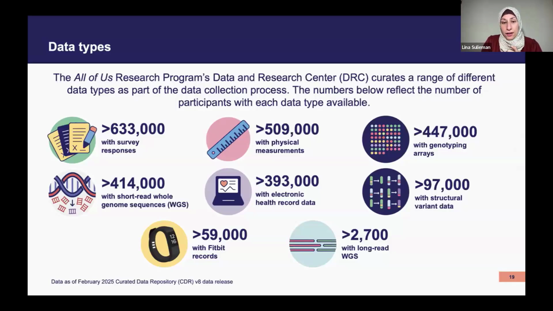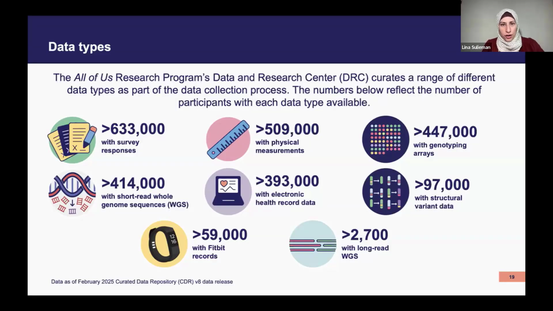More than 500,000 participants also provided some physical measurements, such as height, weight, BMI. We're also going to provide descriptions about those. More than 440,000 participants provided specimens, or consented to share their genomics data. So we have the genotyping arrays data for those participants. We also have more than 400,000 participants for whom we have short-read whole genome sequence data, and more than 390,000 participants who consented to share their EHR.